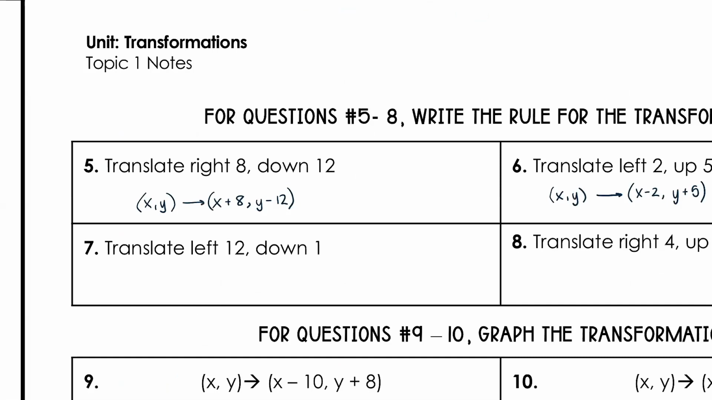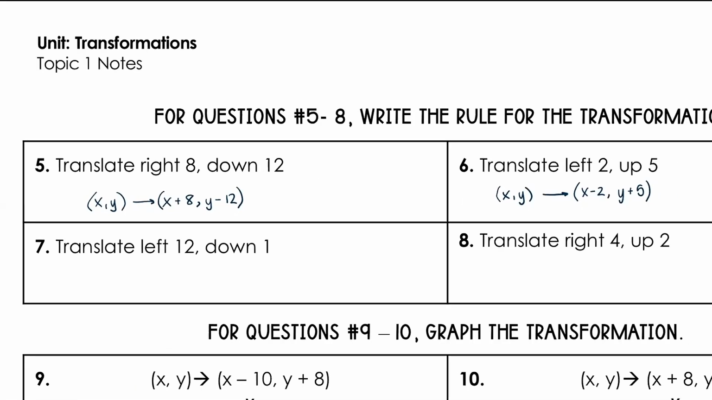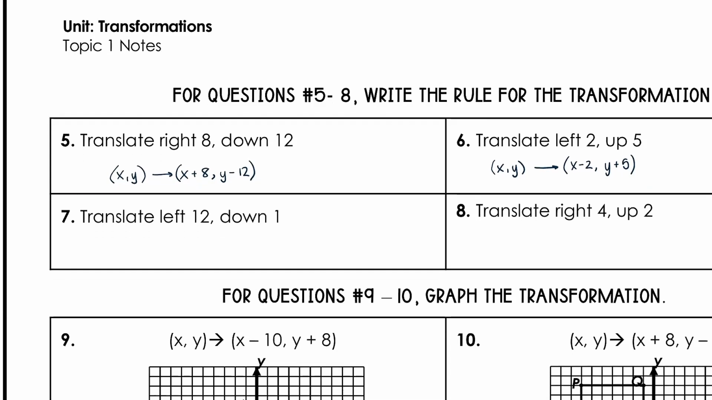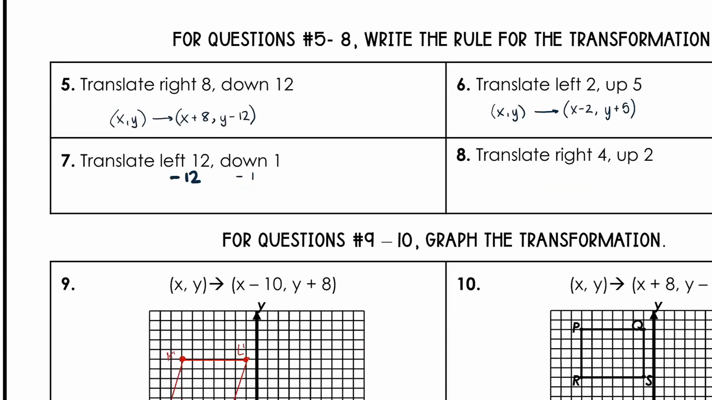Now we're going to start to use our rule. I got those two up there done. It wants to translate left 12, so that would be a negative 12, and down 1, so negative 1. So (x, y) translates to (x minus 12, y minus 1).